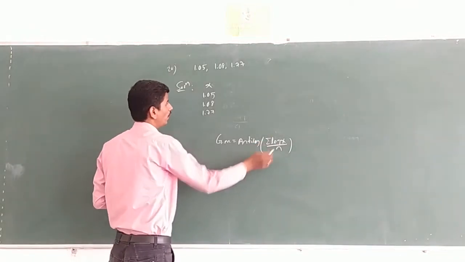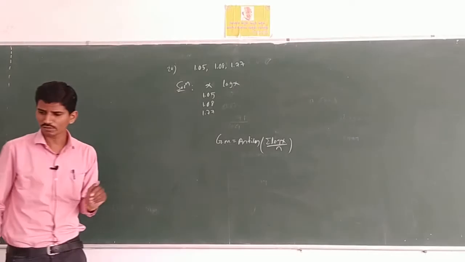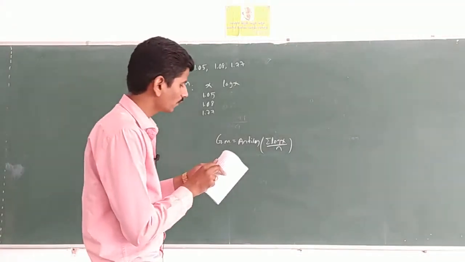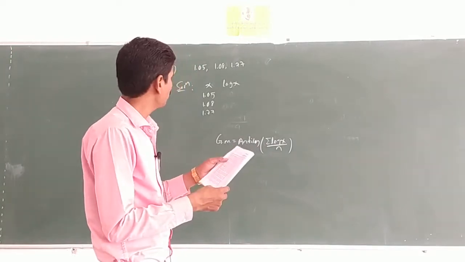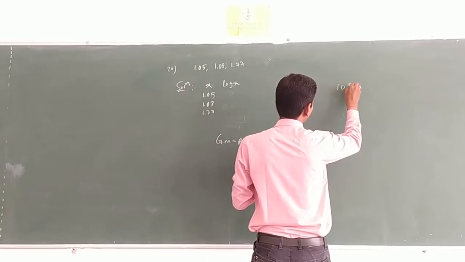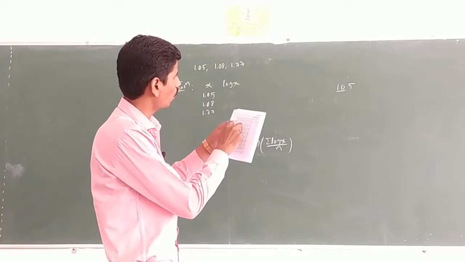Here we want log x. You have to find log x. How to calculate log x? Here, by using the logarithm table. Log of 1.05 means you have to refer to 105. The first 2 digits, 10, you have to refer in the main column.